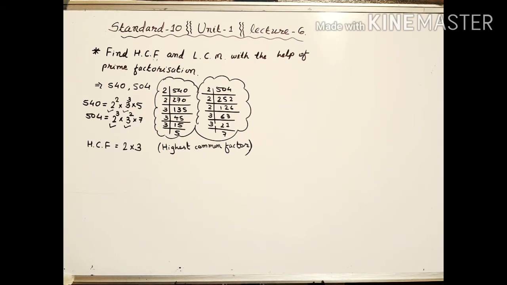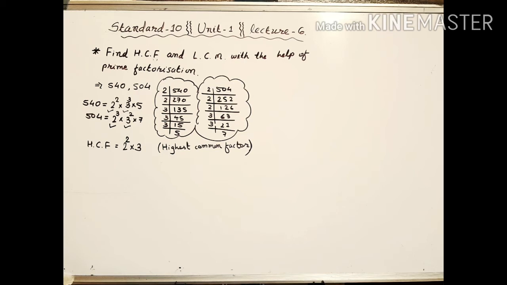Highest common factor means the factors which are common. Now what about their power? In 540, 2 has power 2, and in 504, 2 has power 3. So which is the highest power? For 2, 3 is the highest power and the smallest power is 2. So 2 has power 2 in 540 and power 3 in 504. So we'll write the lowest power, that is 2.